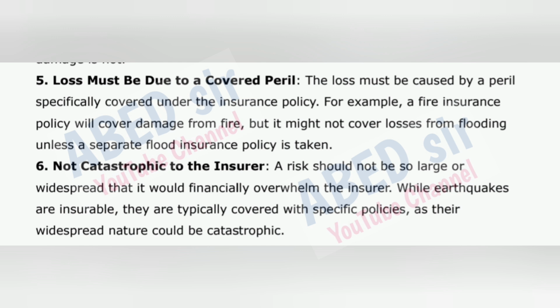6. Not catastrophic to the insurer. A risk should not be so large or widespread that it would financially overwhelm the insurer. While earthquakes are insurable, they are typically covered with specific policies, as their widespread nature could be catastrophic.